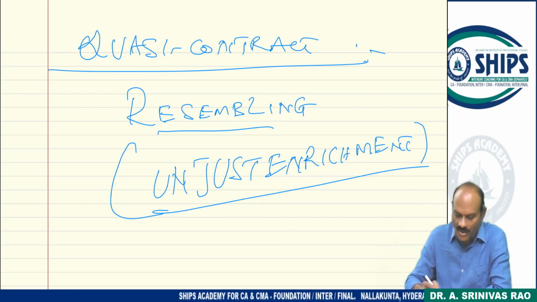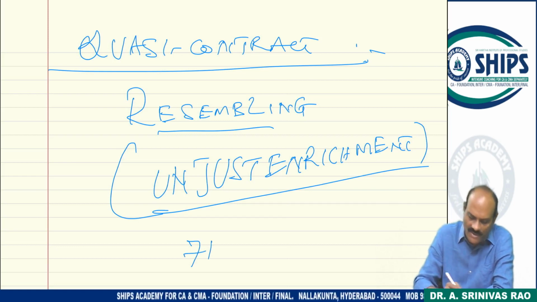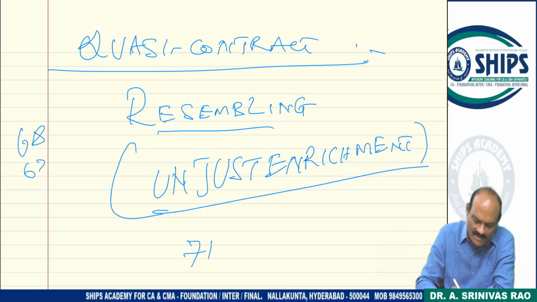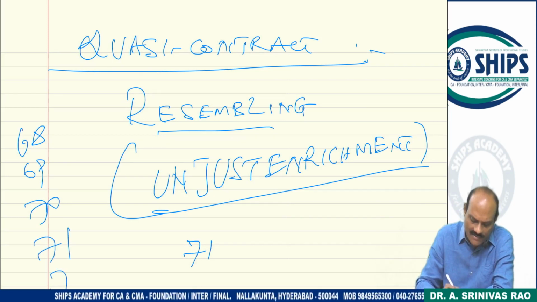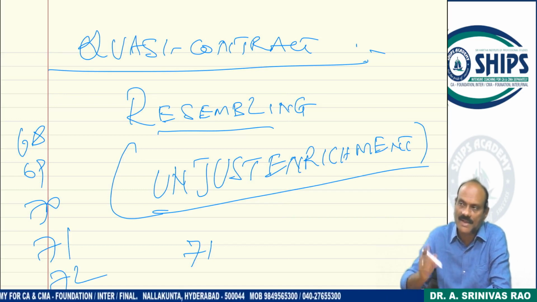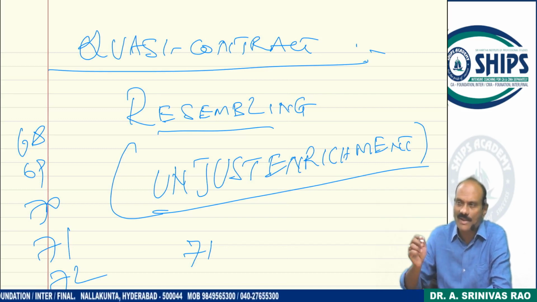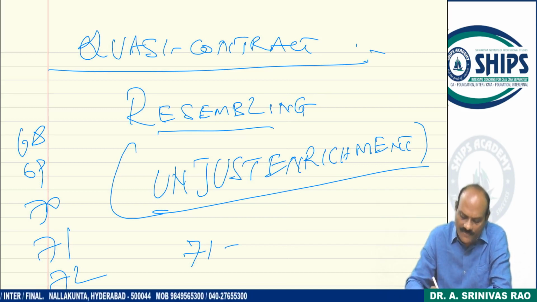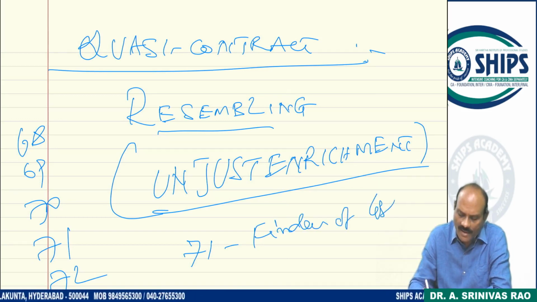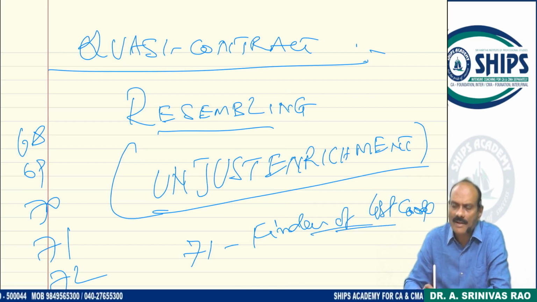Since you already know one topic, I just remind you, section 71. Because quasi-contract is sections 68, 69, 70, 71, 72. Five sections are there. Application-based questions and pakka one question will come on this. Such an important chapter, quasi-contract. Here only an outline. What is section 71? Responsibility of finder of lost goods. Could you remember? Tell me.